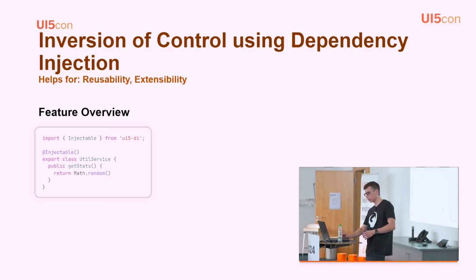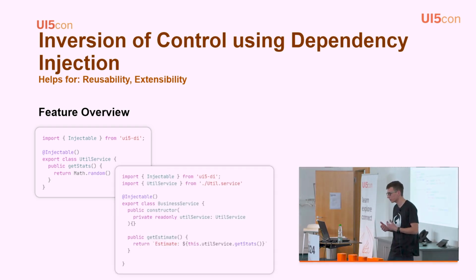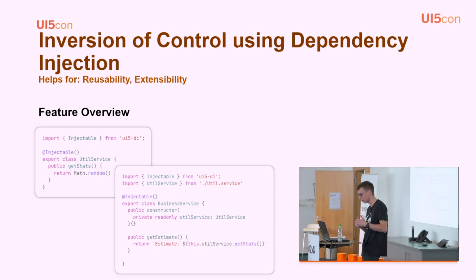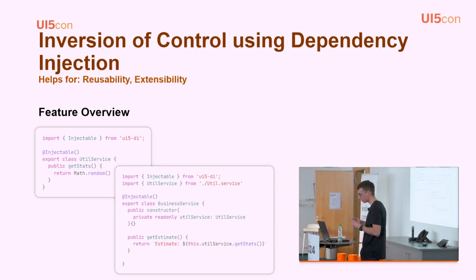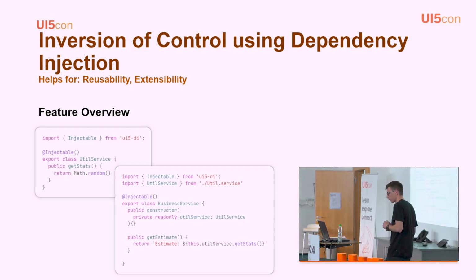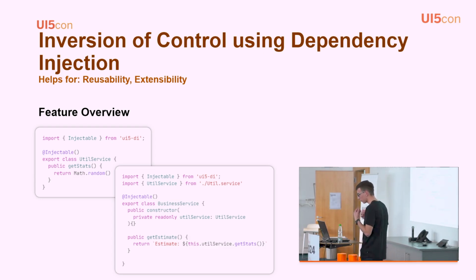Let's suppose the following utility service layer class. We can simply annotate it using injectable. If you want to import this class, then we don't have to manually deal with instantiation ourselves. We can simply reference it as a constructor parameter in our business service layer class, and the dependency injection library will automatically resolve the instances for us.